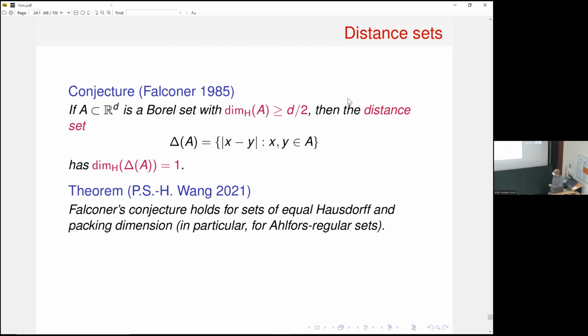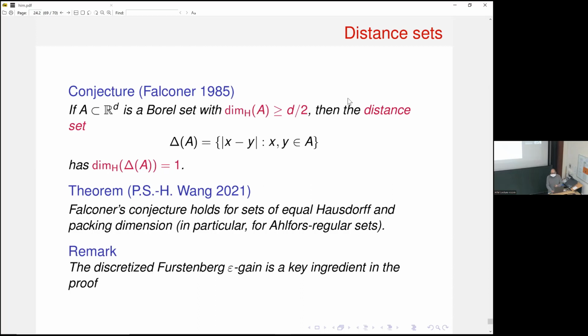And together with Hong Wang, we proved several things. In particular, we proved that the conjecture is true for alpha-regular sets and, more generally, for sets of equal Hausdorff and packing dimension, which is a class that strictly contains alpha-regular sets. Okay, and there are many things that go into this theorem, but the starting point and the key tool is the epsilon gain for discretized Furstenberg sets. So we are able to bootstrap or self-improve the epsilon all the way up to the conjecture, at least for this class of sets. And this is something that happens in other contexts as well.